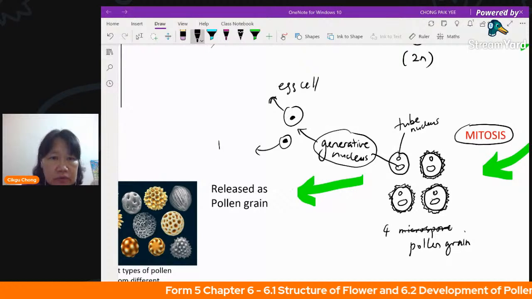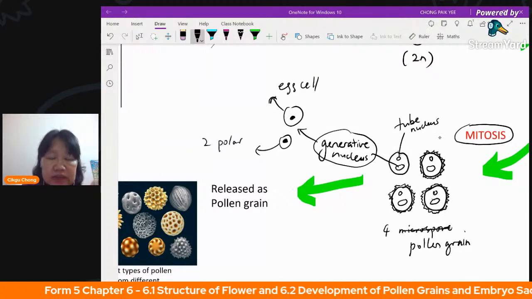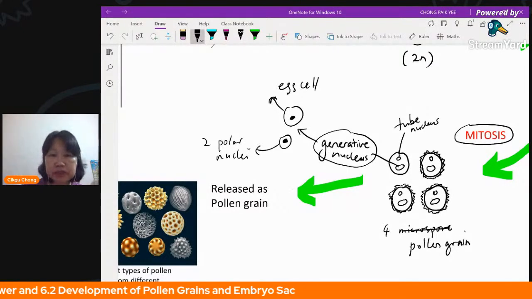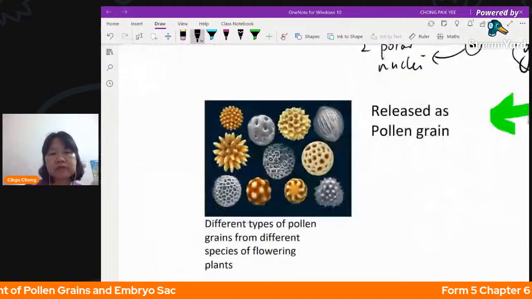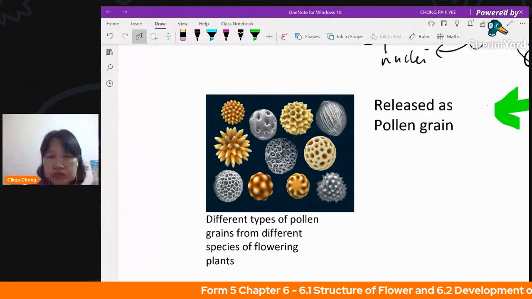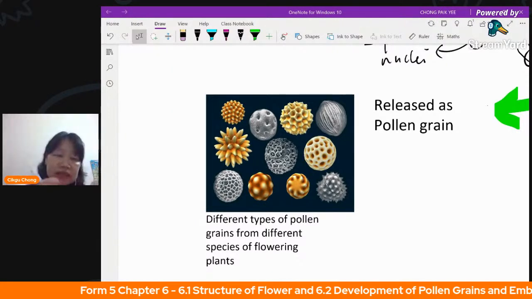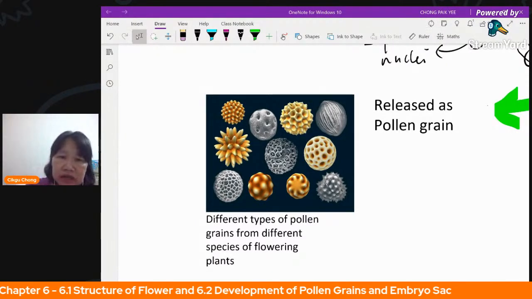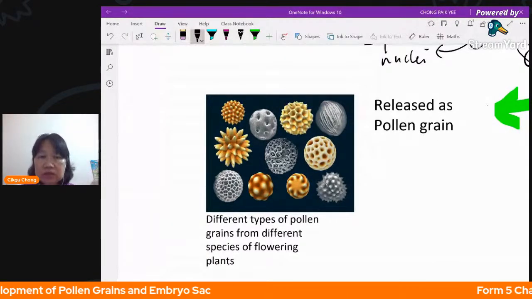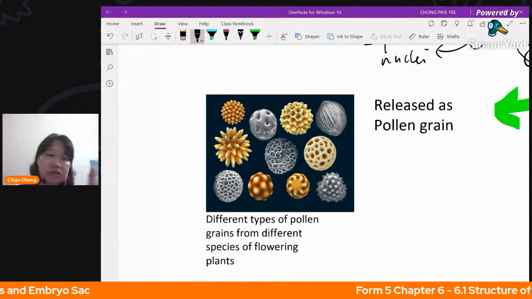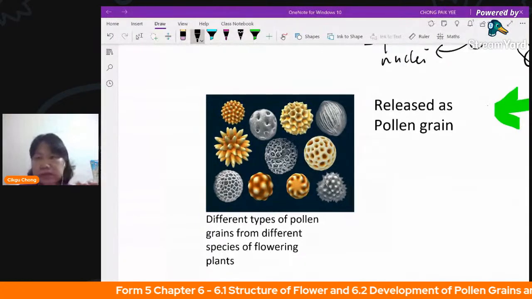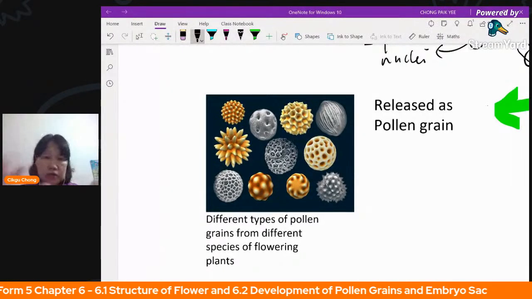Okay, this one we'll call it fertilize your two polar nuclei. Look at the pictures of different types of pollen grains from different species of plants. You find that the outer structure is quite coarse to enable it to stick well onto the stigma. Looking from the shape, these are probably all insect pollinated flowers, because of the structure, it's very coarse and quite big. For wind pollinated, the structure of the pollen grain will be smaller, and not so much texture on it.